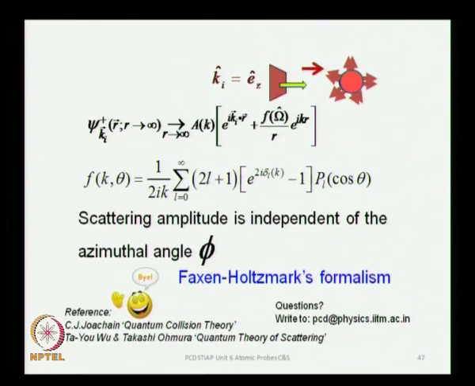These two references which I have mentioned over here are very good sources, Joachain's Quantum Collision Theory and Quantum Theory of Scattering by Wu and Ohmura. Both of these are excellent sources, but you will find this discussion in many books on quantum mechanics. Landau and Lifshitz is also a very good source, and I have certainly taken some material from Landau and Lifshitz. So, these are some references that you might want to use. Any other question?